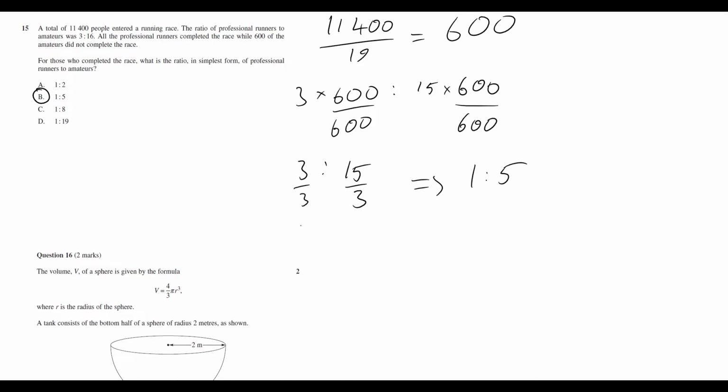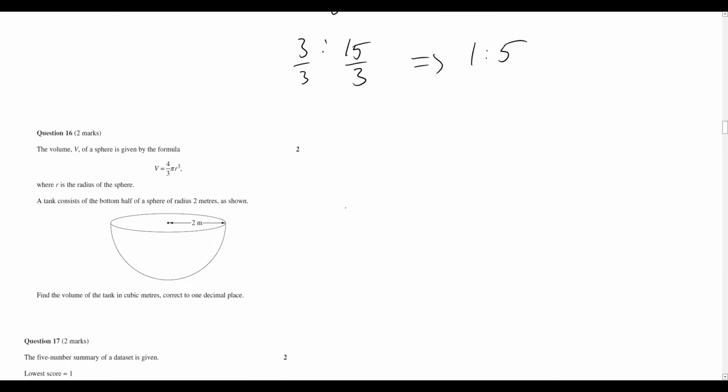Okay, so that brings us over to question 16 now. The volume V of a sphere is given by the formula V equals 4/3 pi r cubed, where r is the radius of the sphere. We have a tank here that consists of the bottom half of a sphere of radius 2 meters as shown. We just need to find the volume of that tank in cubic meters, correct to 1 decimal place.